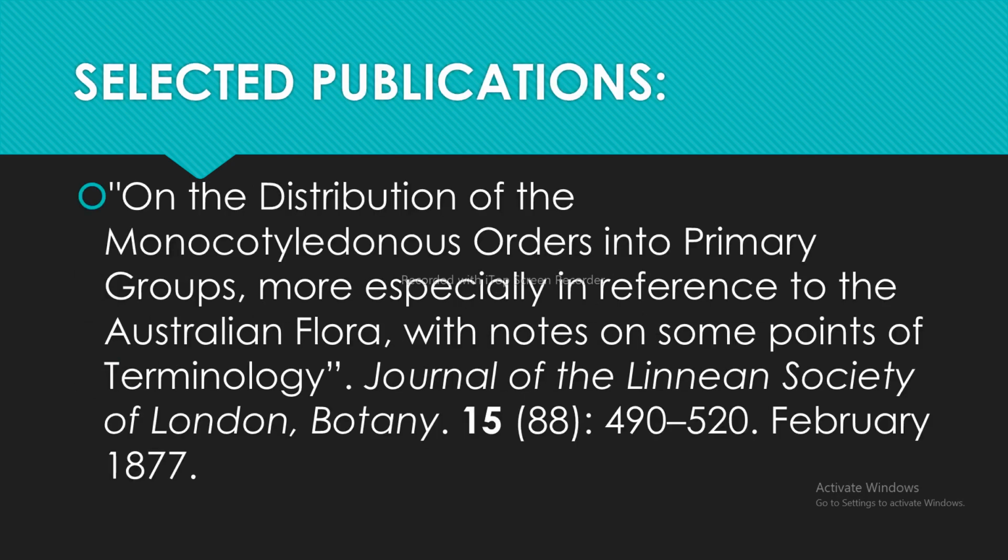Next, I am going to discuss selected publications: On the distribution of the monocotyledonous orders into primary groups, more especially in reference to the Australian flora, with notes on some points of the terminology. Journal of the Linnean Society of London, Botany, volume 15, pages 490 to 520, February 1877.